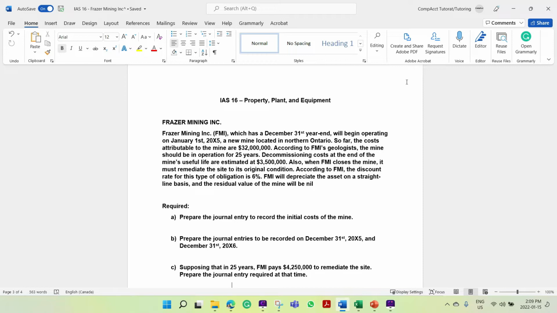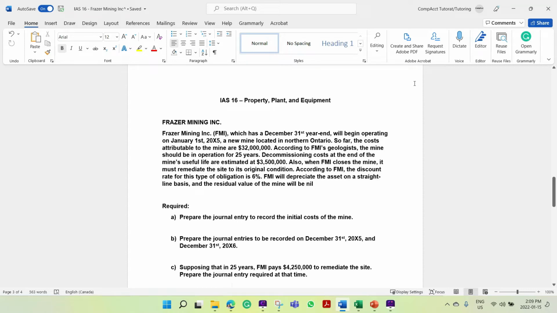So, like I said, the finance team, the operations team, they come together. They estimate that in 25 years there's no more resources. And at the time, in 25 years, as far as remediating the site, there's a charge of $3.5 million. Also, when FMI closes the mine, then obviously we're talking about the cost of the decommissioning. Lastly, there, according to FMI, the discount rate for this type of obligation is 6%. Okay, and depreciation is taken on a straight line basis with no residual value.